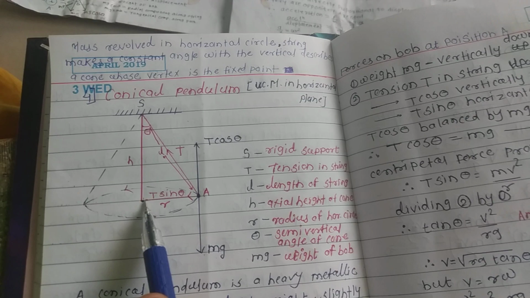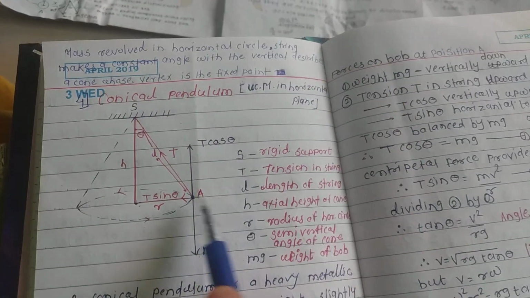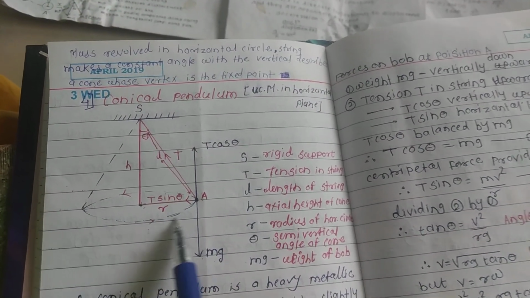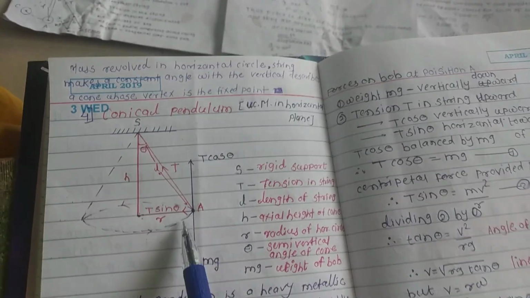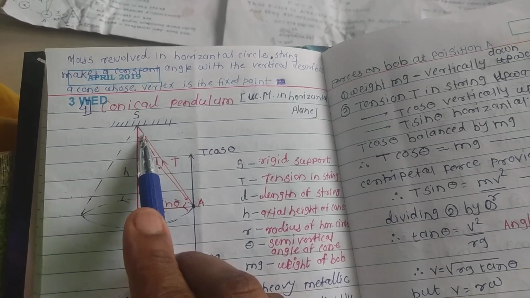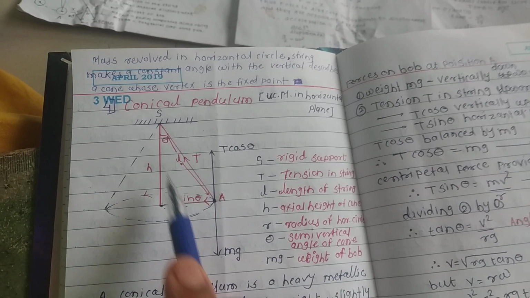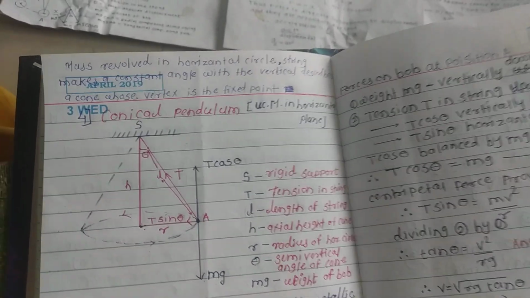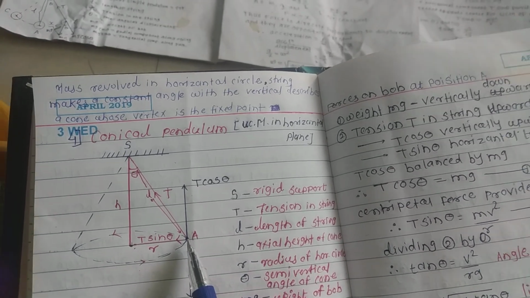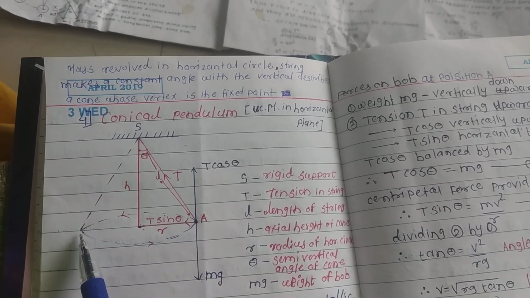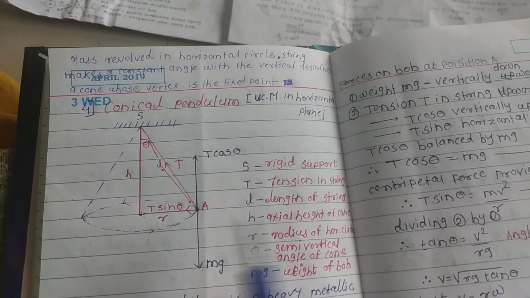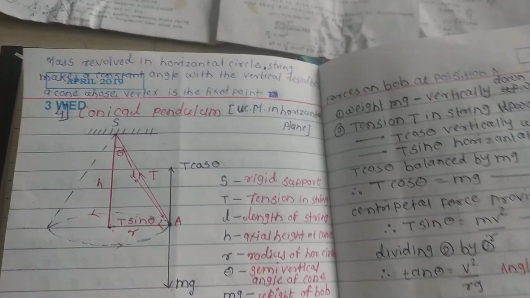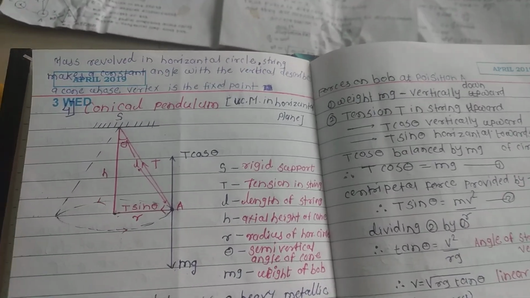R is the radius of a horizontal circle around which the conical pendulum is going to move. Theta is the semi-vertical angle of the cone made by the string with the axial height. Mg is the weight of the bob. See here, that bob is going to revolve in a horizontal circle. That means on that bob at position A, forces are present.